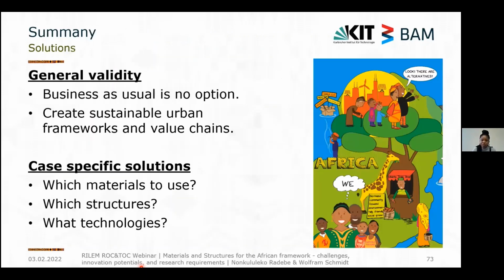So here we've reached the summary and the outlooks, but in general, what we can say is that we cannot move on with what we call business as usual. We need to create different frameworks, more sustainable frameworks, more value chains, because the opportunity is there. These do exist. And I want to emphasize that even when you're looking at solutions for specific problems, these are always case-specific solutions. So we want to know what material to use, which structures, which technologies. And of course, you can answer it in general, but it has to work for the set purpose. And with that, I'd like to come to an end.